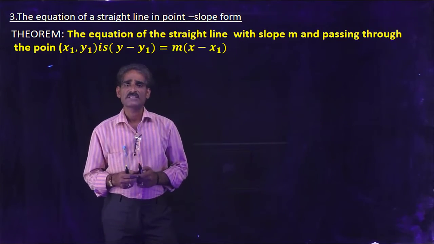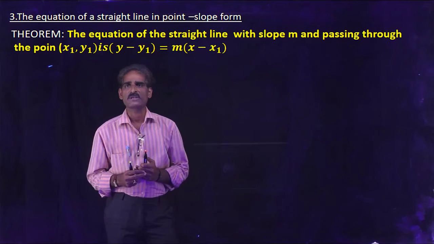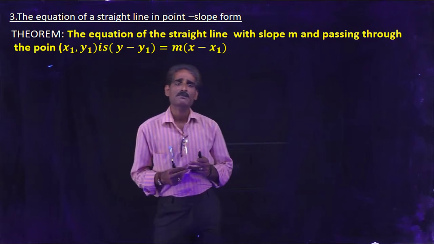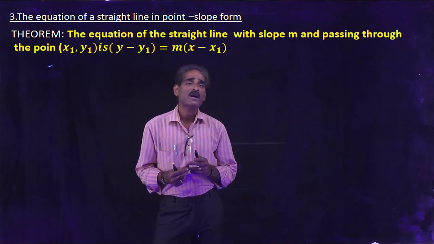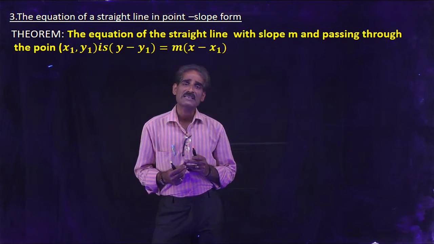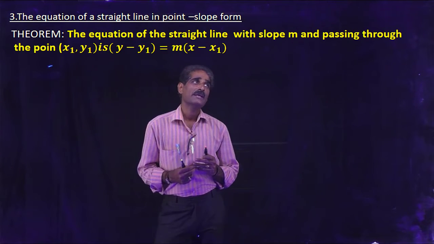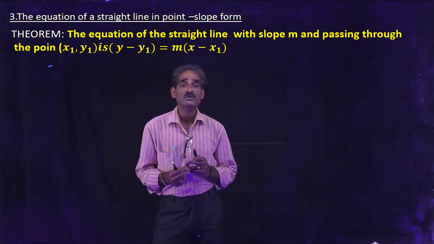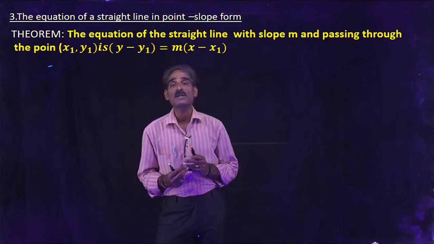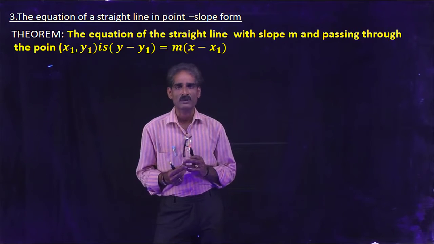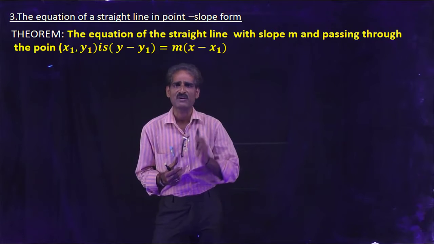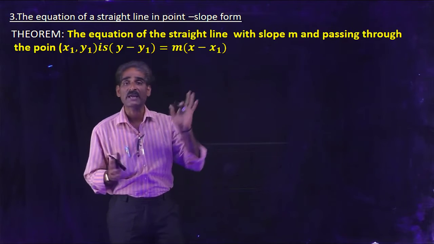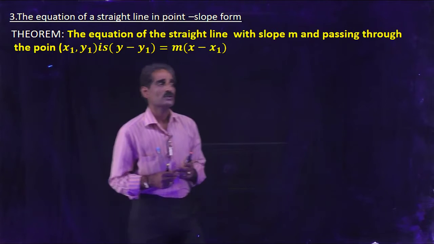Point slope form of a line. The equation of the straight line with the slope m and passing through the point x1, y1 is y minus y1 equal to m into x minus x1. This is the equation of the line. It has slope m and passes through point x1, y1. This is the important formula to find the equation of the line in simplest form. We can find the equation of a line when the slope and a point on the line are available. Okay, so now come to the proof.